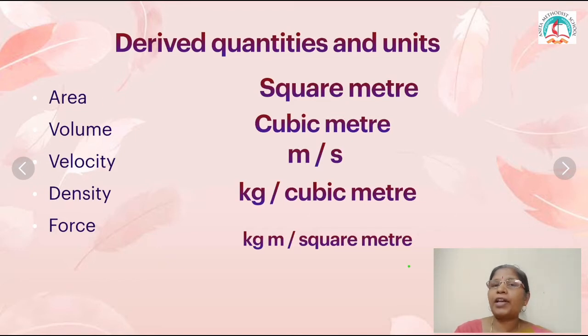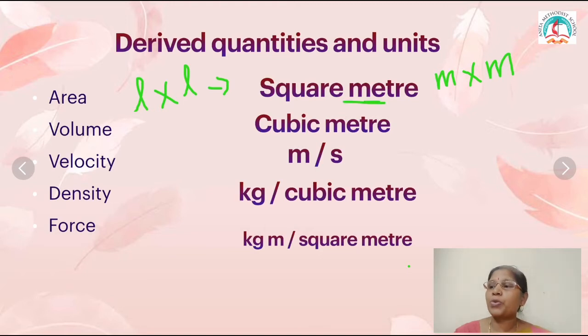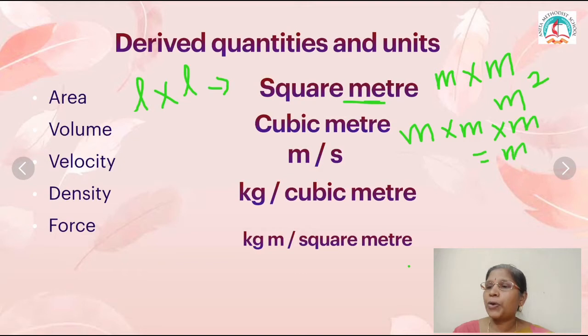Area. How are you deriving it? I told you, length multiplied by length. Length is measured with the help of the meter. So meter into meter is equal to meter square, square meter. In the same way, volume. Volume means what? Length into breadth into height. Meter into meter into meter. So this is meter cube.